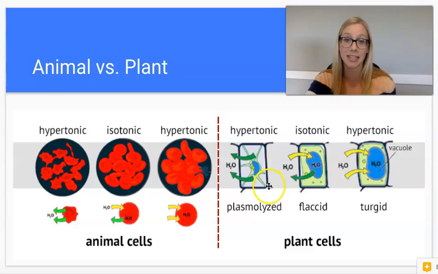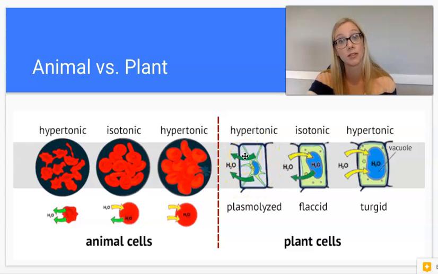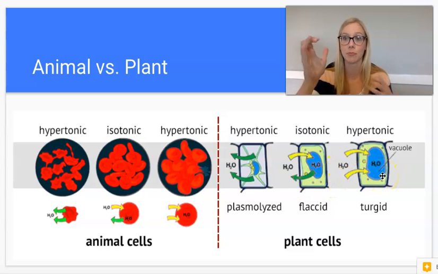In plant cells, right, this looks a little bit different. Plant cells, hypertonic, again, kind of shrivels up, but it's more so that it pulls away from the cell wall because that cell wall is protecting that shape. Isotonic remains the same, and hypotonic is turgid, how we actually want it, nice and plump, pushed up against that cell wall because water has moved in and it keeps it nice and stable.